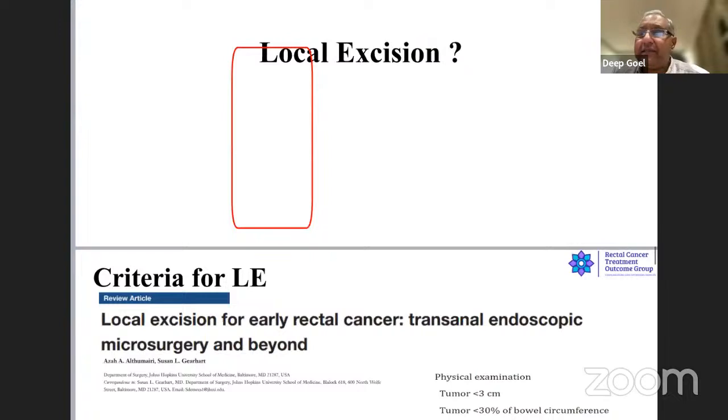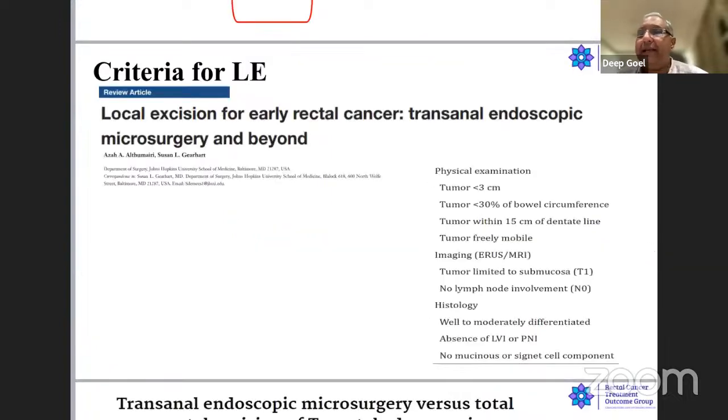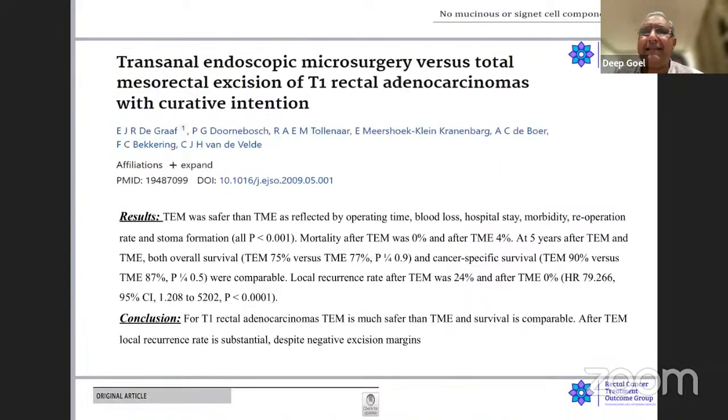Local excision again is becoming popular. There are certain criteria. If the tumor is less than 3 centimeters, involving less than 30% of the bowel circumference, and you have done an endorectal ultrasound or MRI or both, sometimes it is required, and the tumor is limited to the submucosa, no lymph node involvement, well to moderately differentiated, absence of lymphovascular or perineural invasion, and no mucinous or signet cell component. These are the patients who can be considered for local excision. There are various techniques available, but as far as low rectal is concerned, it is only a transanal strategy.